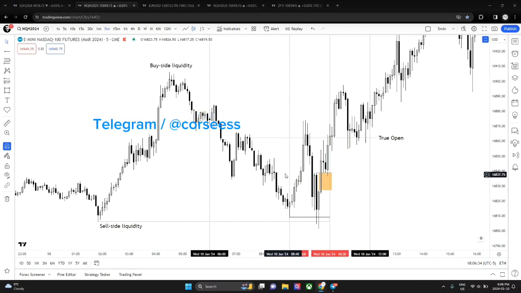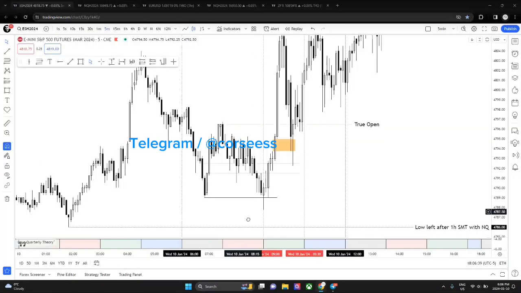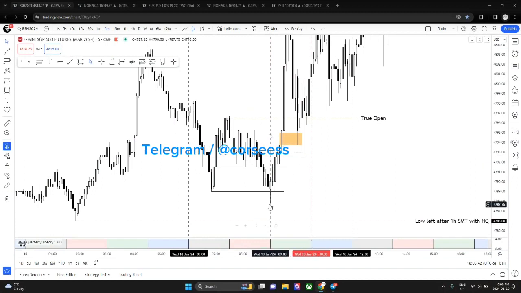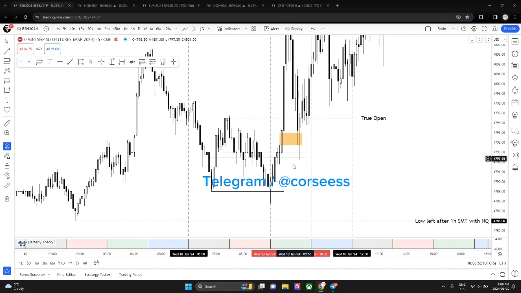So you will have the Nasdaq making a lower low while the ES failed to make a lower low right here, exactly at the time that I told you guys to focus on, right? Between 9 a.m. and 10:30. Algorithmic.